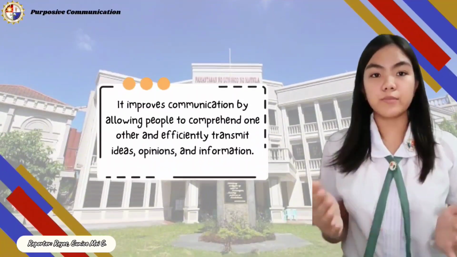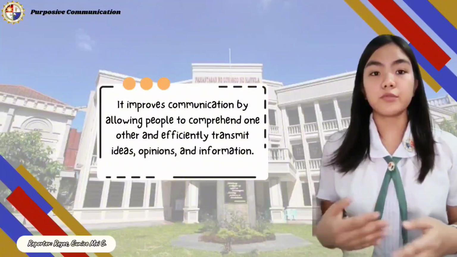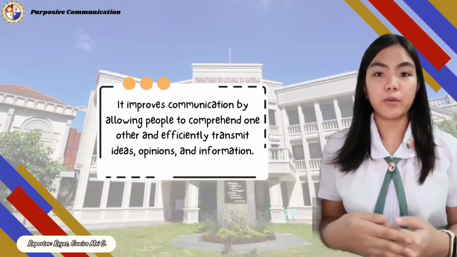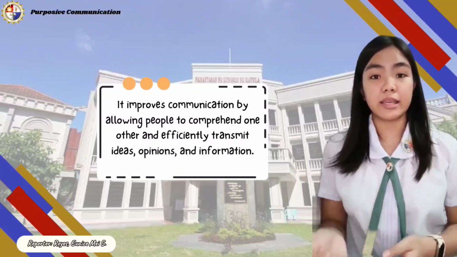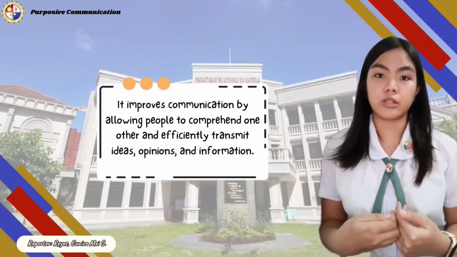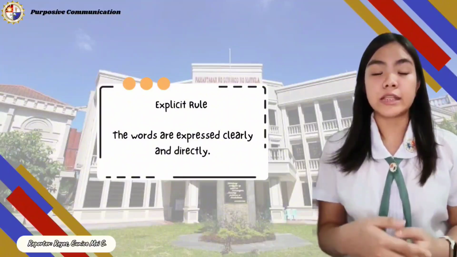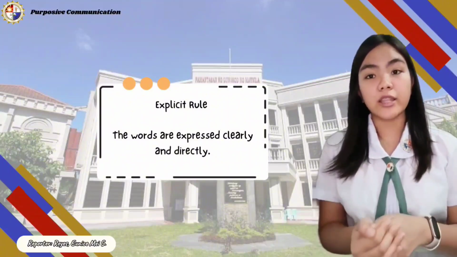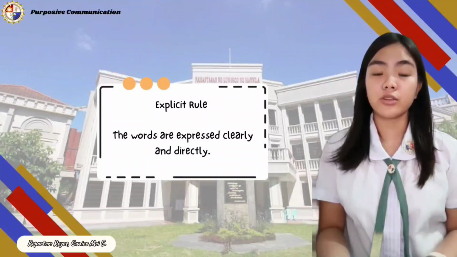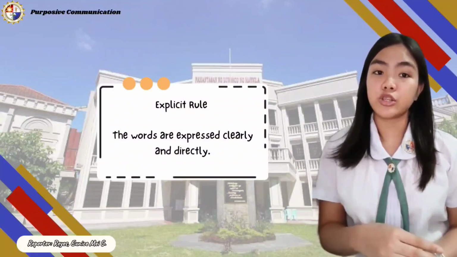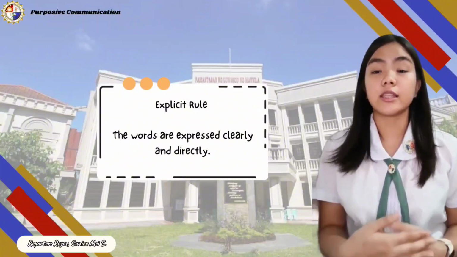The second principle is communication is governed by rules. It improves communication by allowing people to comprehend one another and efficiently transmit ideas, opinions, and information. The first rule is the explicit rule. It is related to what we say or write, which is typically intended to affect the actions of others. Explicit communication is intentional. The words are expressed clearly and directly.